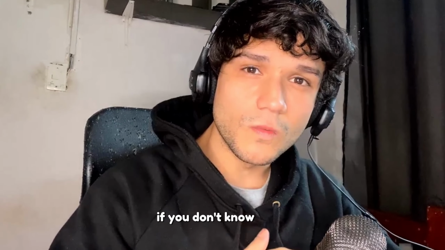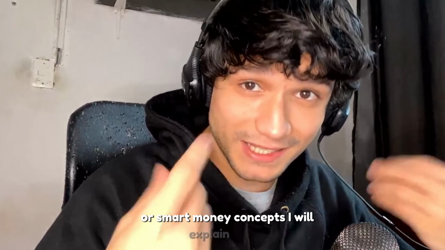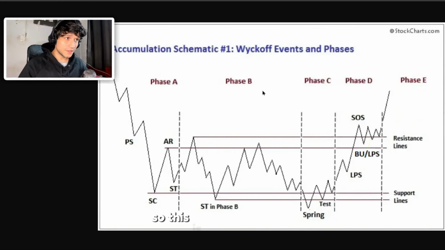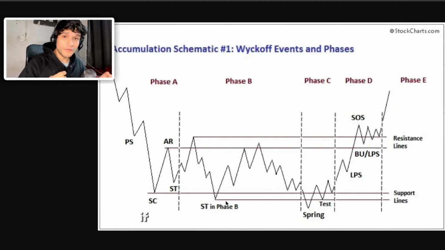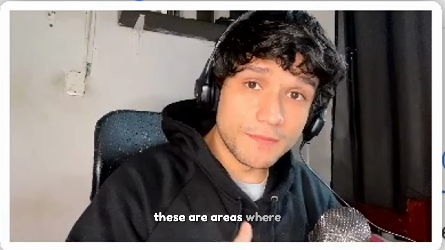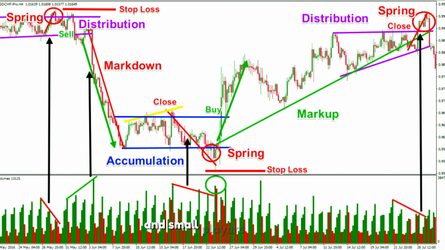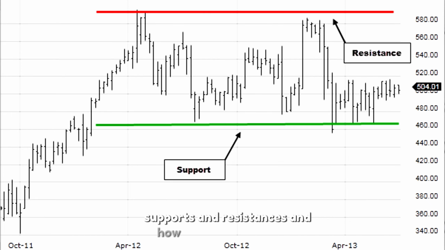If you don't know what the Wyckoff model or smart money concept is, I will explain to you. So this is the accumulation model of markets. In the accumulation, the markets tend to capture liquid zones. If you don't know what liquid zones are, these are areas where big players and small players put money, that is support and resistance. And how is this capture done?